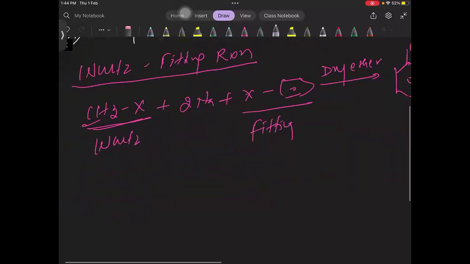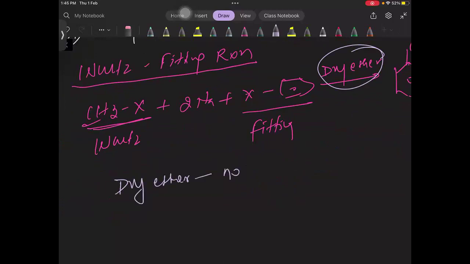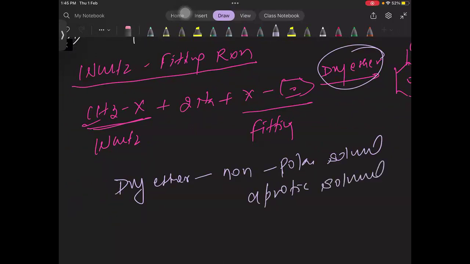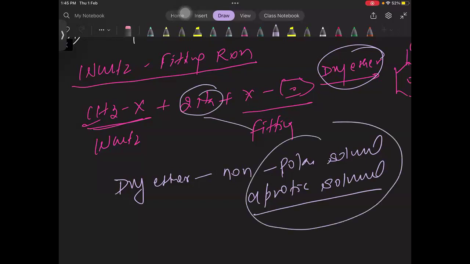Now the question is, why do we take dry ether? Students, see, dry ether is a non-polar aprotic solvent. So sodium will not react with non-polar aprotic solvents. Sodium is highly reactive.